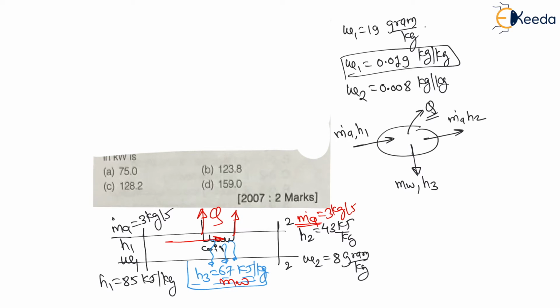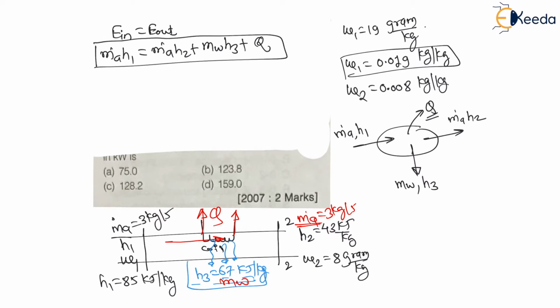Now my dear students, we can say energy in must be equal to energy out. Therefore energy in is mass flow rate of air times h1, which is equal to energy out: mass flow rate of air times h2, plus mass of water times h3, plus heat. This will be the energy out. If I want to use this energy balance equation, the mass of air is known and all the enthalpies are known; heat we have to calculate. For that we have to calculate the mass of condensate, that is, the mass of water condensed.